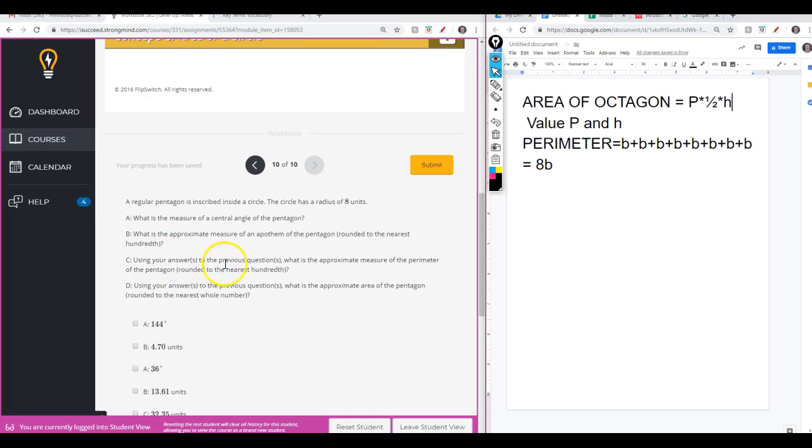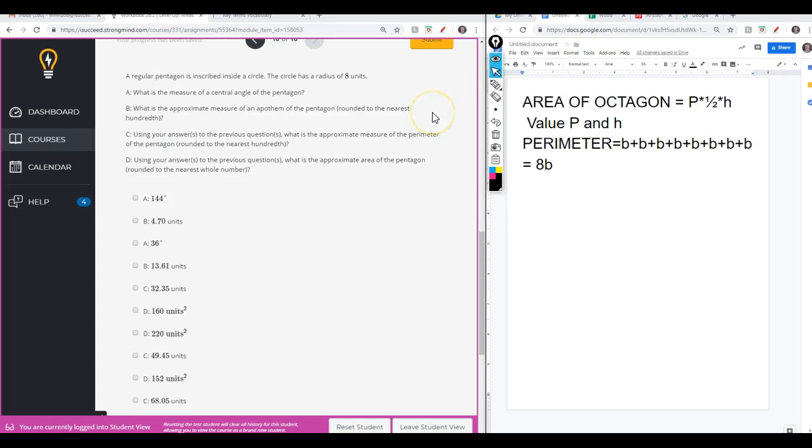Using your answers to the previous questions, what is the approximate measure of the perimeter of the pentagon, rounded to the nearest hundredth? And then using your answers to the previous questions, what is the approximate area of the pentagon, rounded to the nearest whole number? Okay, so this one is different because it's not the area of the octagon, it's a pentagon. It's very similar though because we have a regular pentagon inscribed in a circle.